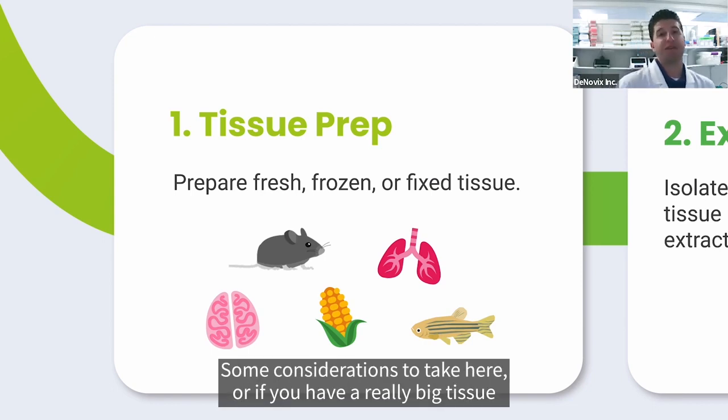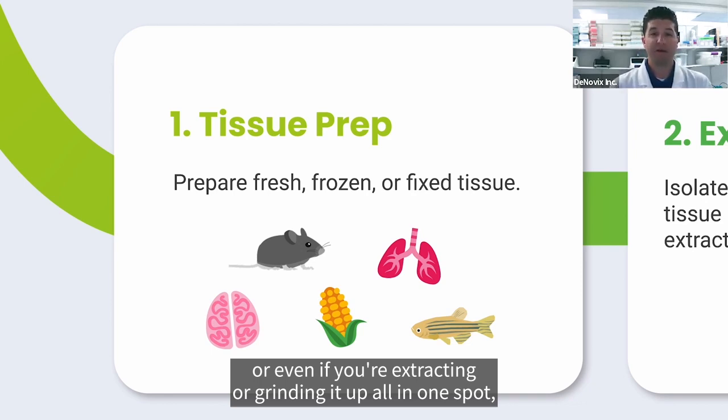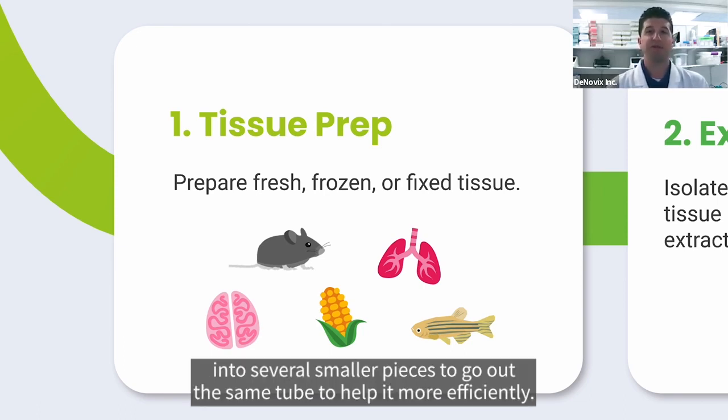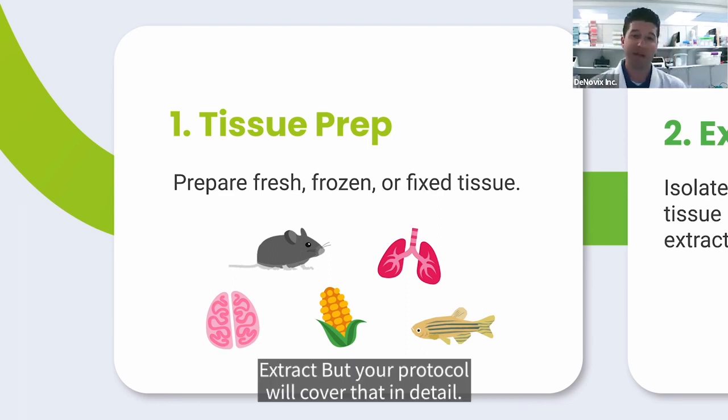Some considerations to take here are if you have a really big tissue, even if you're extracting or grinding it up all in one spot, it might be beneficial to section that large tissue into several smaller pieces to go into the same tube to help it more efficiently extract. But your protocol will cover that in detail.